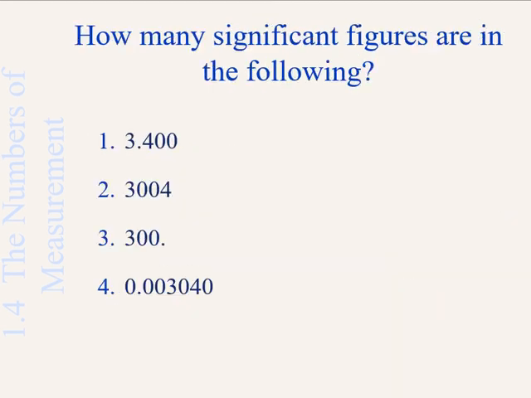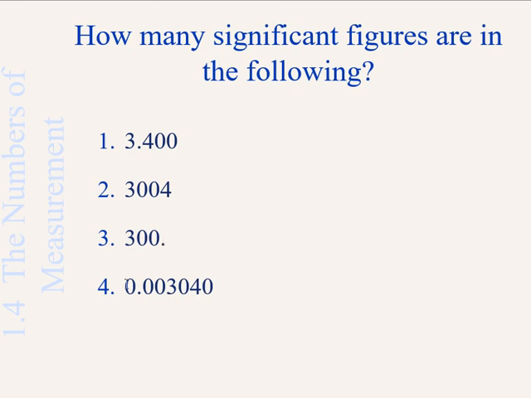And here are 4 different situations. I want you to tell me how many significant figures are in each one. Let's look at the first one. Pause the video and think about it. If you said there are 4 significant figures, you are right. How about here? Here as well there are 4 significant figures. Here, normally these zeros would not be significant if this decimal point had not been placed, but because it is placed there, we have 3 significant figures.